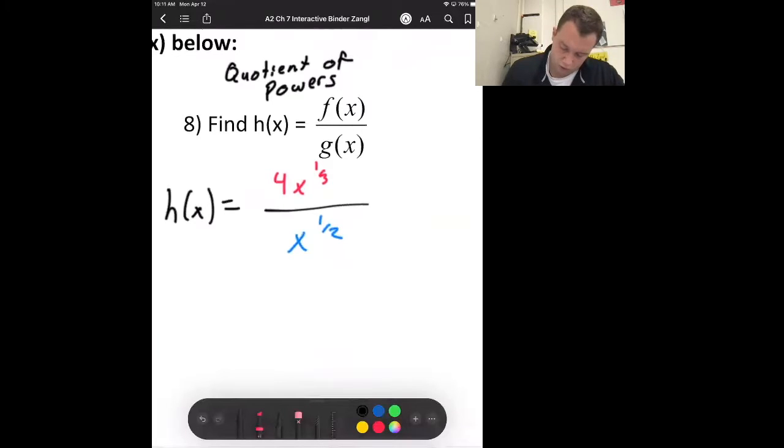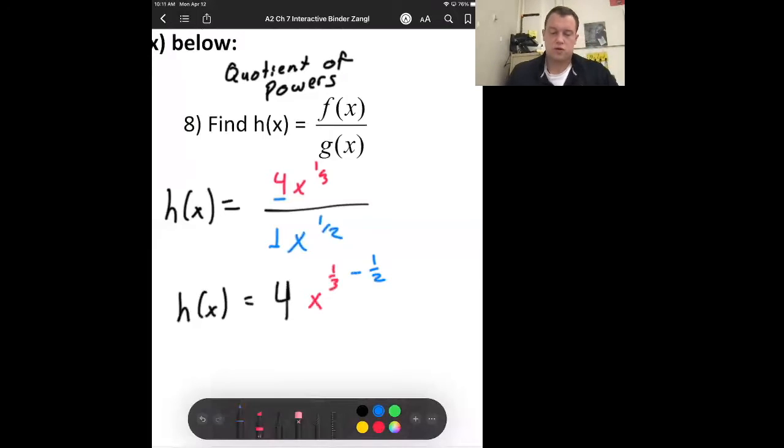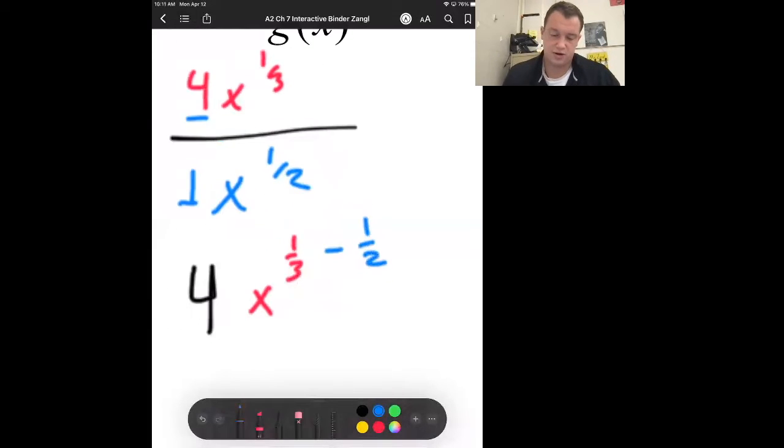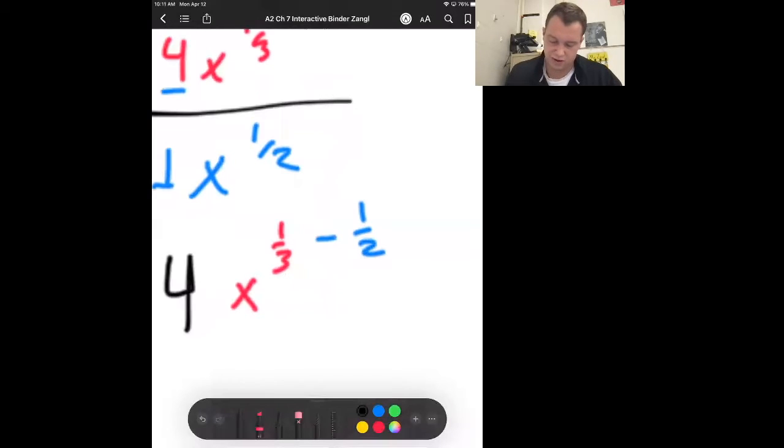So I'm going to take 4 divided by 1. I'm going to worry about my numbers out in front first. 4 divided by 1 is 4. So I'll have h of x equals, I'll still have that 4, and then I'll have x to the 1/3 minus 1/2. Okay, again, same thing, need a common denominator here. So very similar to what we did in the last problem. We're going to multiply this by 2/2 and multiply this by 3/3.